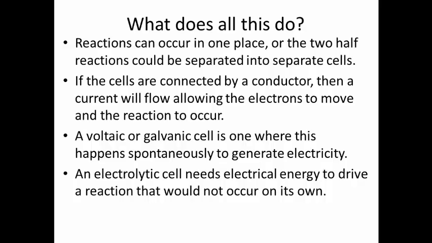So why do we care about redox? Redox can occur in one place, or we can split them up into separate cells. And in the process of doing that, since we connect them with the conductor, we allow the electrons to flow, and that's the energy that we can then use for things.